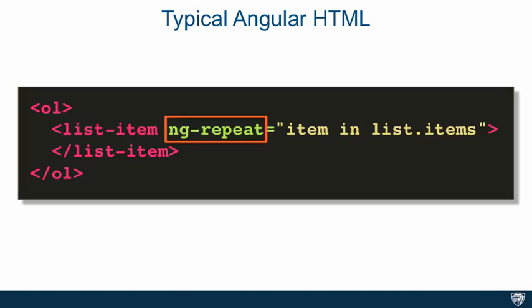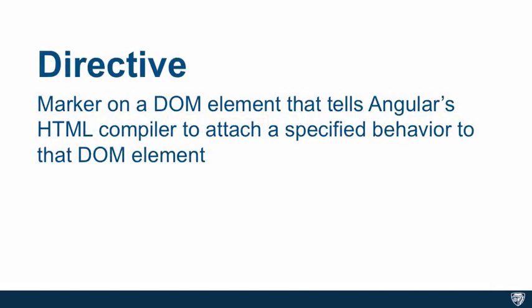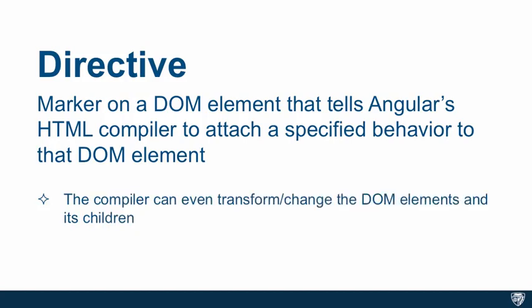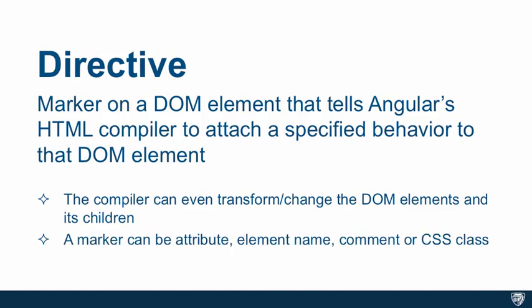Okay, so let's define what a directive is. A directive is really just a marker on a DOM element that tells Angular's HTML compiler to attach a specified behavior to that document object model element. The compiler can also transform or change the DOM element and its children. The marker itself, as we're calling it, can be one of four things. It could be an attribute, an element name, a comment, and even a CSS class. However, it's not a best practice to use comments or CSS classes in order to use directives. So most of the time, you will stick to elements and attributes when you define your custom directives.